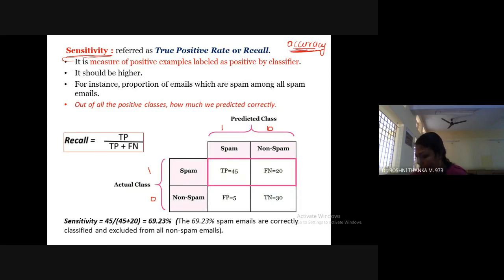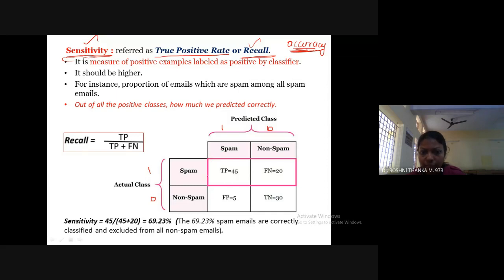Only by calculating the accuracy, I cannot say that my model is performing well. That will not be a correct value whether the data set is balanced or not. So it is a better idea to calculate using this confusion matrix. In this confusion matrix, the first thing we can measure is sensitivity. Sensitivity is also called recall, or the true positive rate.